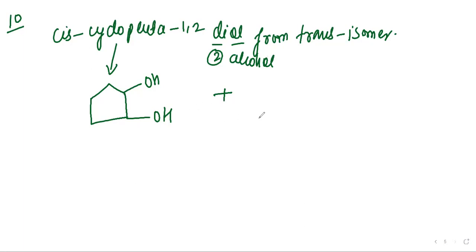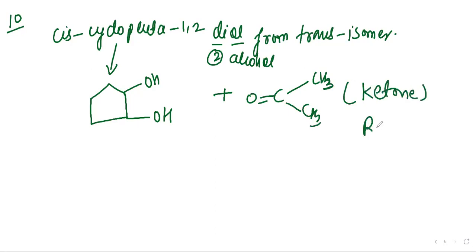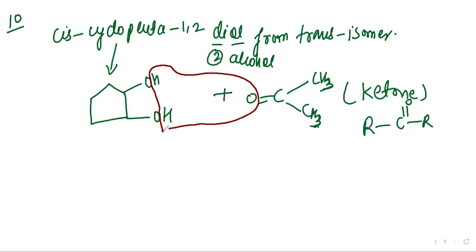So it is reacting with acetone. So acetone can be written as C double bond O CH3 and this is CH3. This is a ketone. Ketone general formula is R C double bond O R. So this is your R, this is also R. Understood? So what will happen? So here removal of water will be happening. So H2 and O will be removed, right? So the formation of compound will be like this.